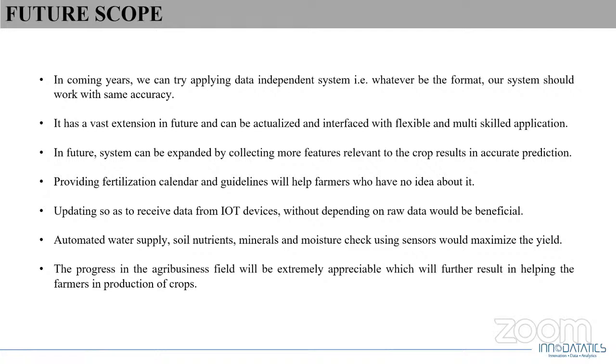Future scope. In coming years, we can work on a data independent system with the same accuracy. We can also interface this app with a multi-skilled app, and also we can collect more relevant features which would increase the accuracy of our model. We can also provide a fertilization calendar and guidelines which would help the farmer to know about the technology. We can use IoT devices to get live data, and also we can automate processes like water supply, soil nutrient, minerals, and moisture checking using sensors. And this progress in agribusiness helps the farmers in production of crops, which gives them high yield and profit. Next.